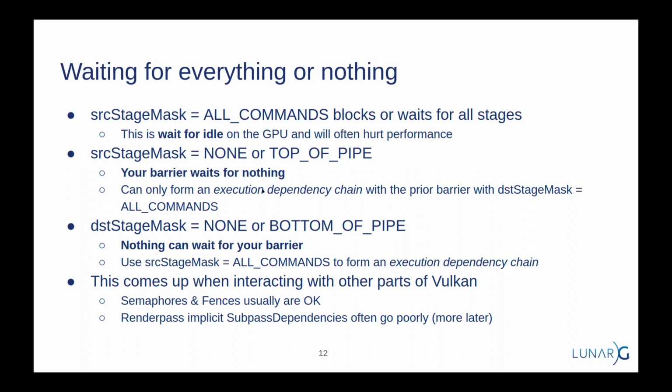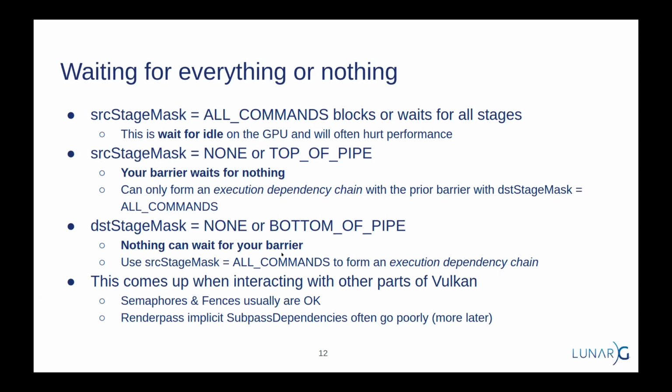Waiting for none, which is a synchronization 2 stage, which is the equivalent of top of pipe, means that the barrier does not wait for any previous stage. So you would really only be synchronizing with the last time the GPU became idle. And so if you had a barrier with the destination stage of all commands prior to your none barrier, that would form an execution dependency chain, but no other barrier would.